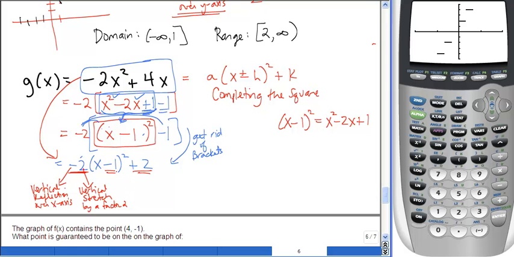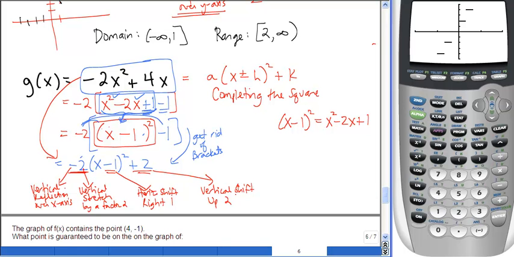What does the minus 1 do? It's inside of the parentheses, so that's a horizontal shift. Since it's a minus 1, we're actually going to go right 1. And finally, what does the plus 2 do? It's on the outside, so that's a vertical shift. And since it's plus, we're going to go up 2.